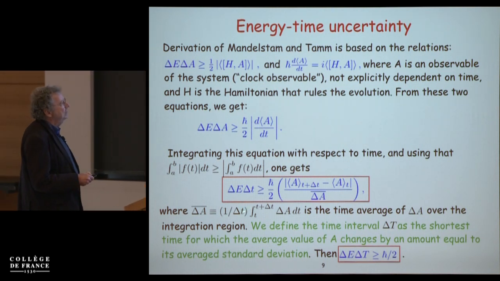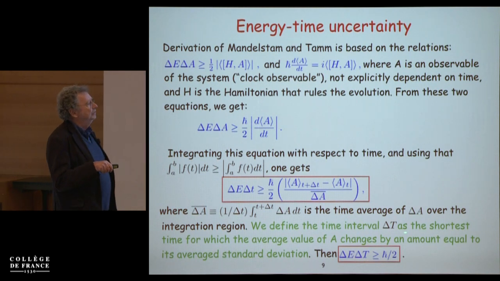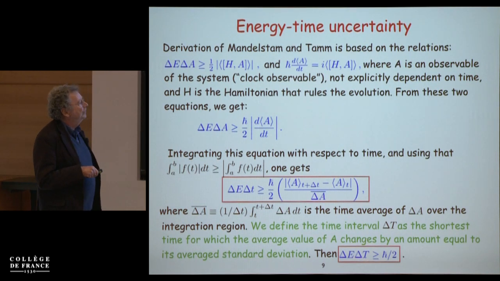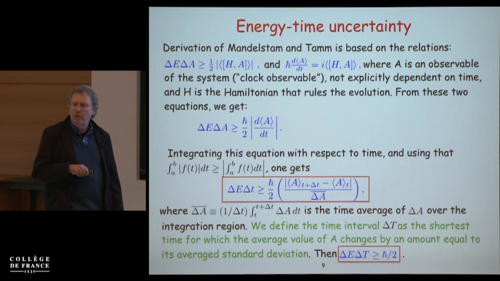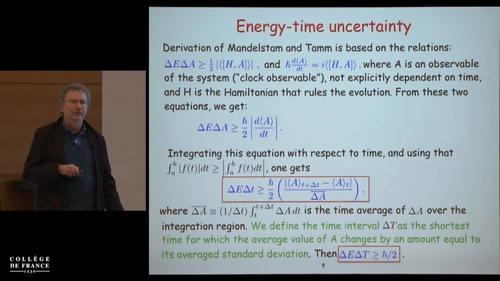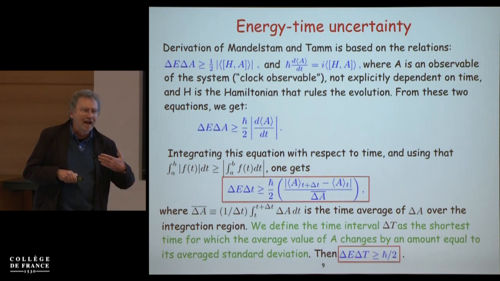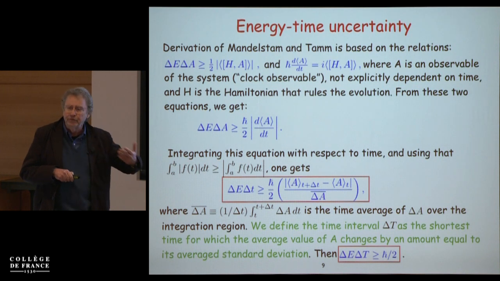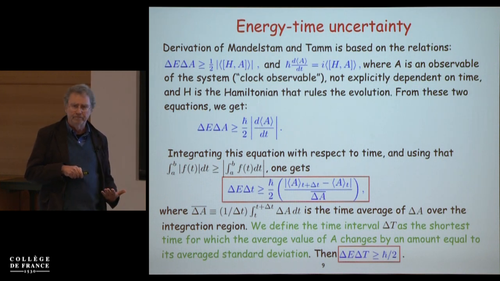Now, we define the time interval delta T as the shortest time for which the average value of A changes by an amount equal to its average standard deviation. Okay? So this whole thing is equal to 1, and then you get this expression here. So the trick was not to define a time operator; they defined a clock observable, and this time lag was defined in terms of the change of this observable.